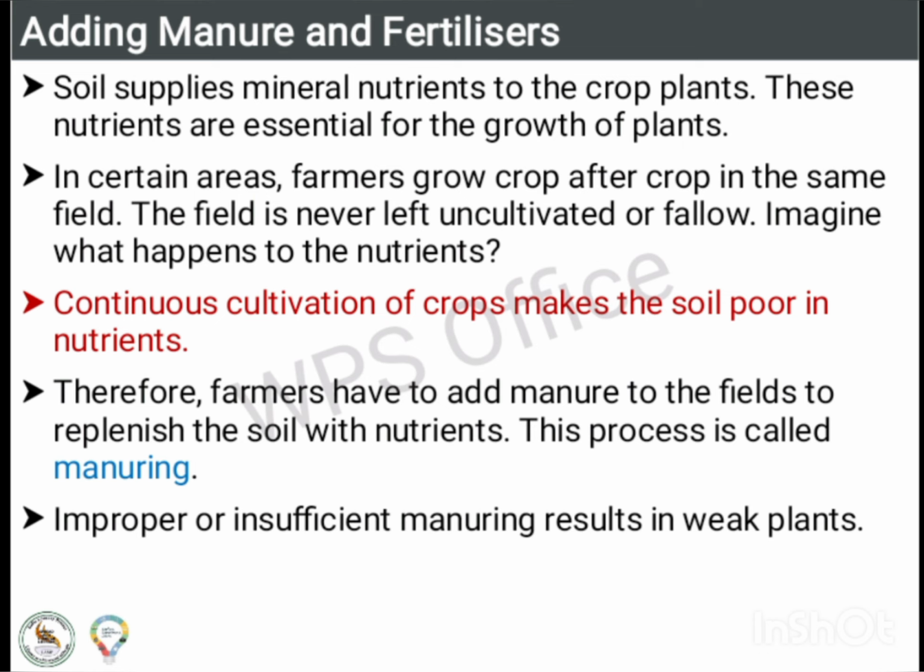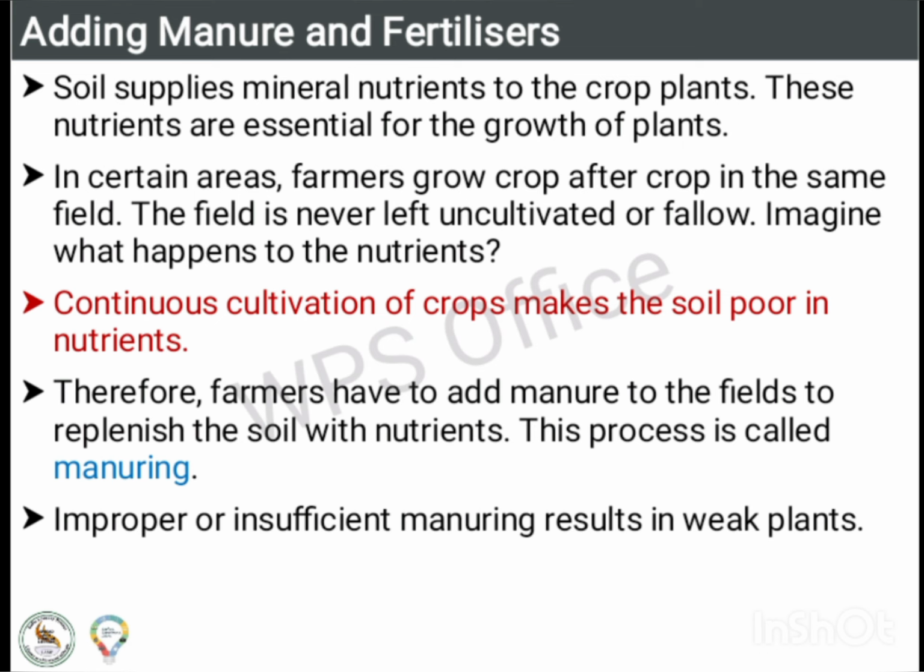In certain areas, farmers grow crop after crop in the same field. The field is never left uncultivated or fallow. Imagine what happens to the nutrients. Continuous cultivation of crops makes the soil poor in nutrients.